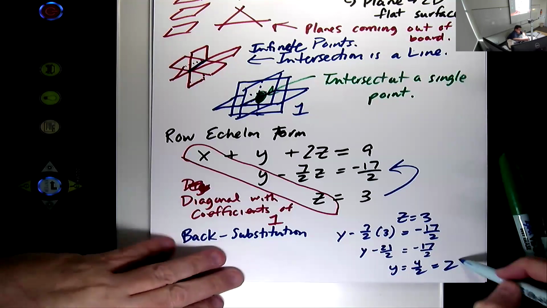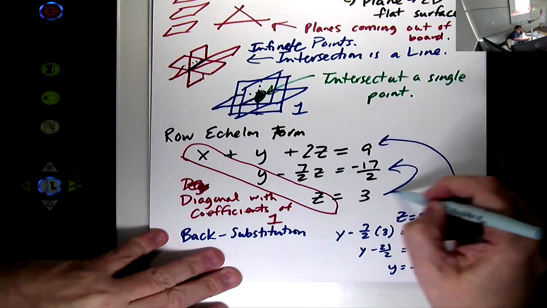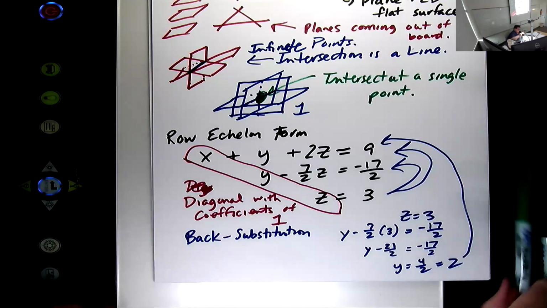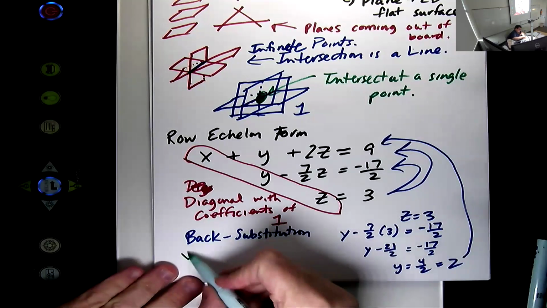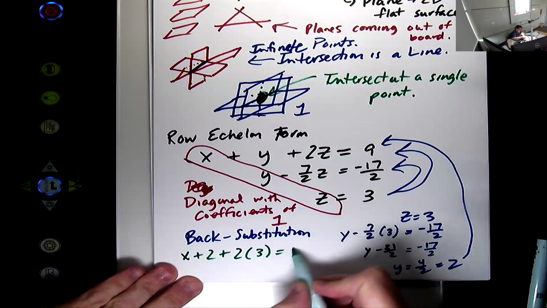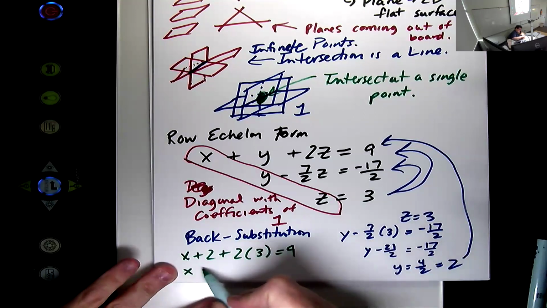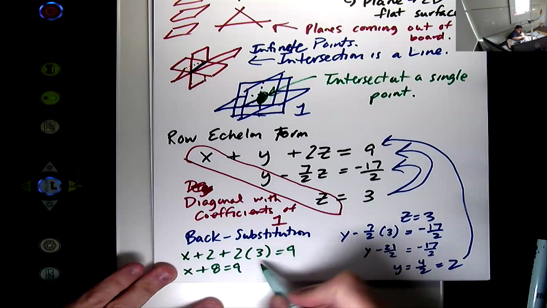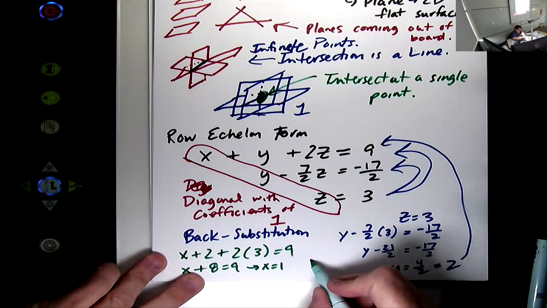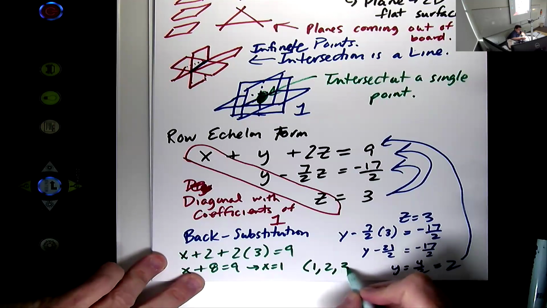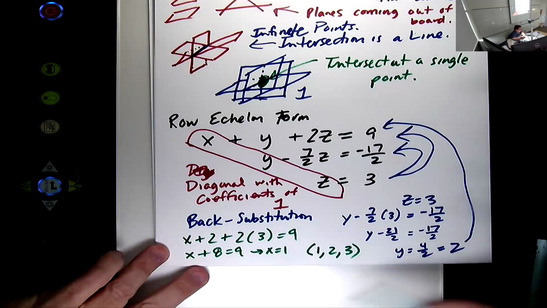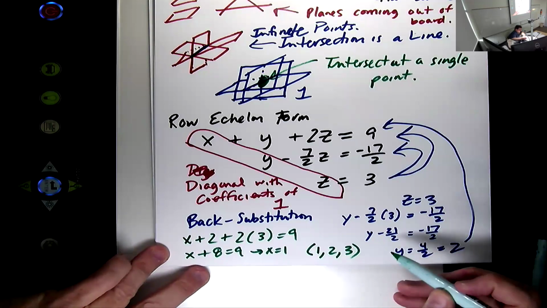And then we back substitute both of these up into that one. I'll do this in green. X plus 2 plus 2 times 3 equals 9. X plus 8 equals 9, so x equals 1. And our solution is 1, 2, 3. And again, check your work.